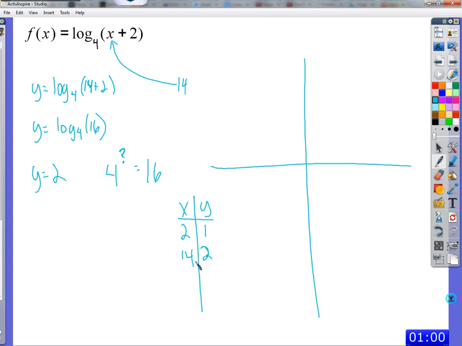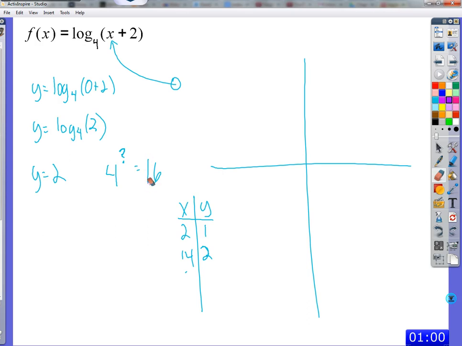14's kind of big. 14's kind of getting out there. If we keep going past there, it's just going to get bigger. So maybe let's come back. Alright. We don't plug 14 in there. 14's getting kind of big. What would be another number that would be easy? Log base 4 of what? Of 2. Okay. So if we want 2, what would we have to plug in for x? 0.